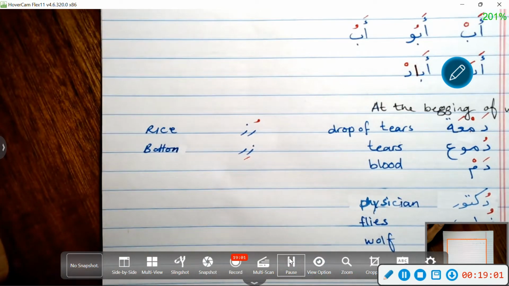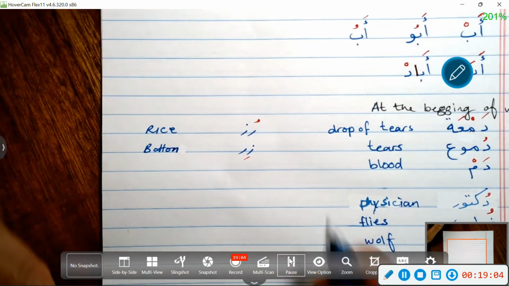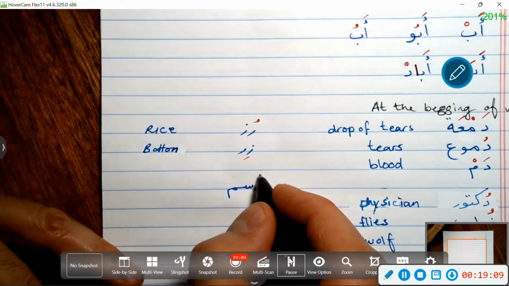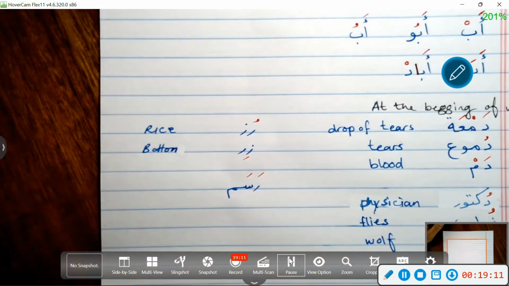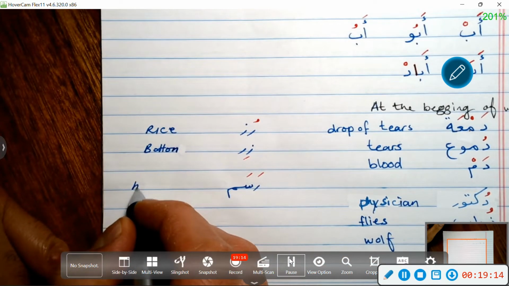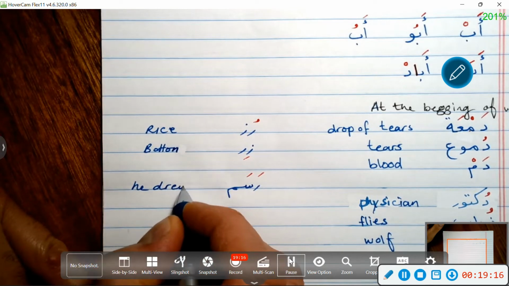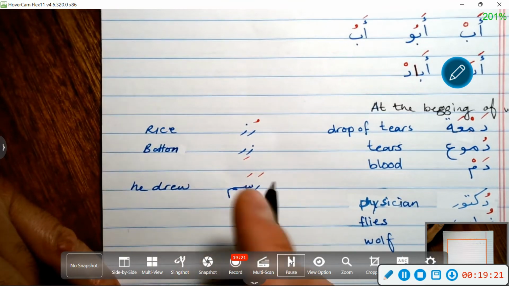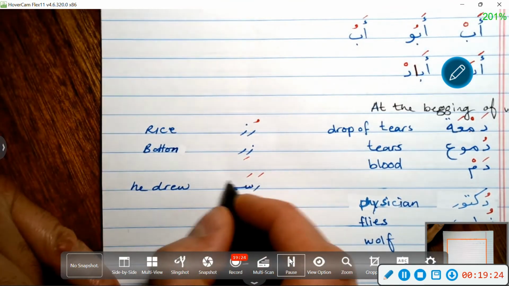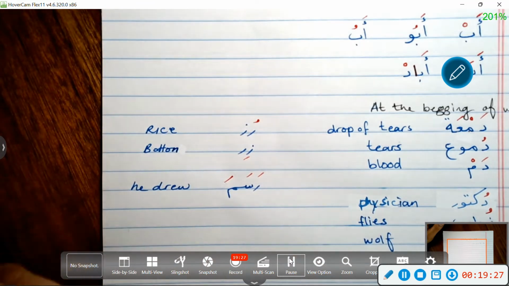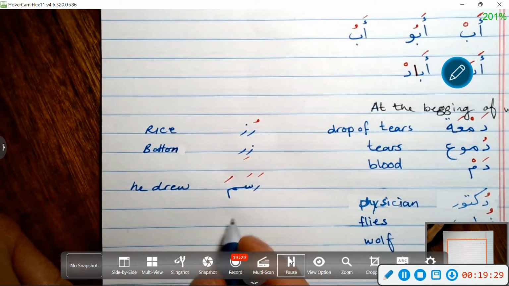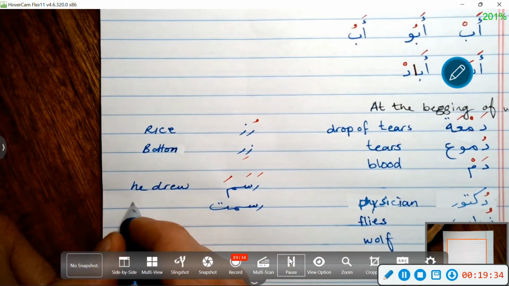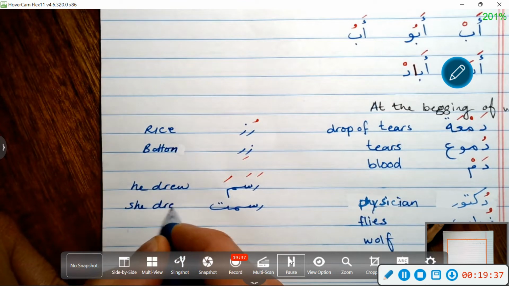Also I have Rasam, means he draw or he drew in the past. And because this is a verb, we're going to put haraka at the last letter. We're going to say rasama. And for the girl, it's going to be rasamat. She drew. Rasamat.